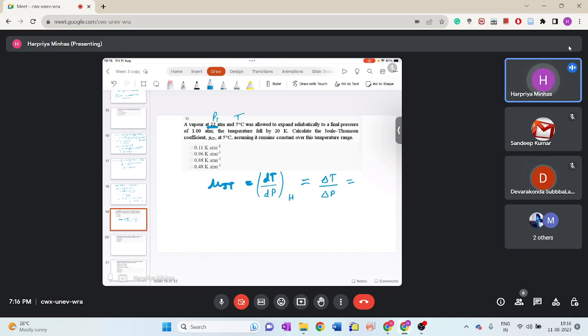So this is your pressure, this is your temperature 1. Now your temperature falls to 20, that is your T2. So now you have to keep your temperature change, the fall in temperature is given, that is 20 Kelvin, and now the other quantity that is given is the ΔP, 1 atmosphere minus the other, which is 22 atmospheres, that's given.